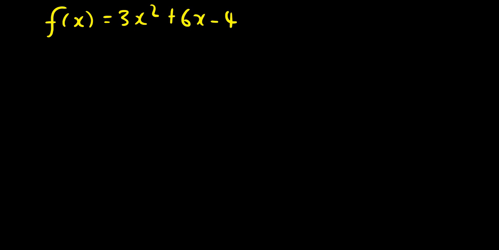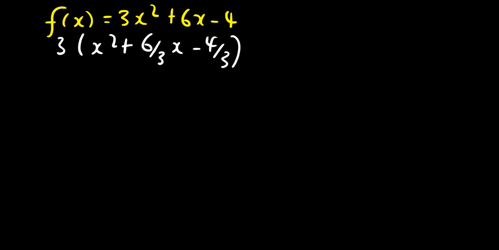So what are you going to do? Like we did in our earlier case, you factor out 3. When you factor out 3, it will be 3 times x squared plus 6 over 3 x minus 4 over 3, because you're always trying to go back to your original equation. When you do 6 over 3, this will just give us a 2, so we can replace that with a 2.